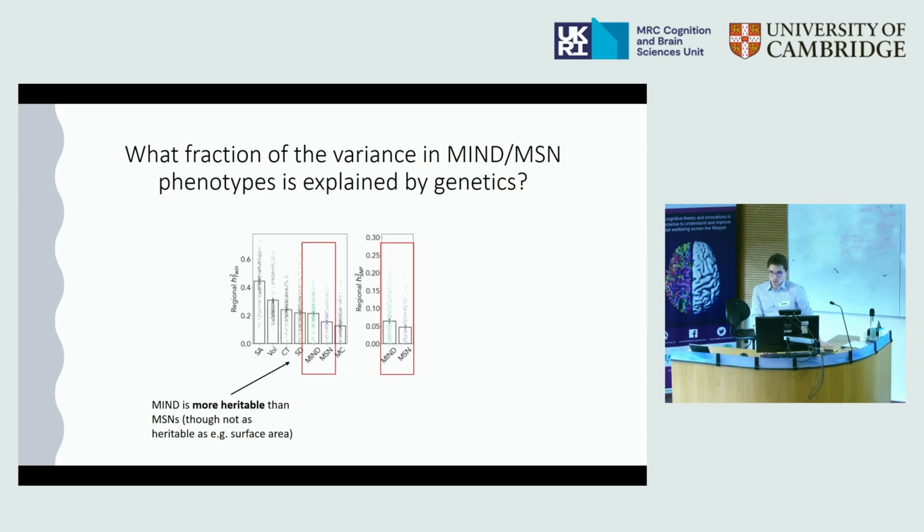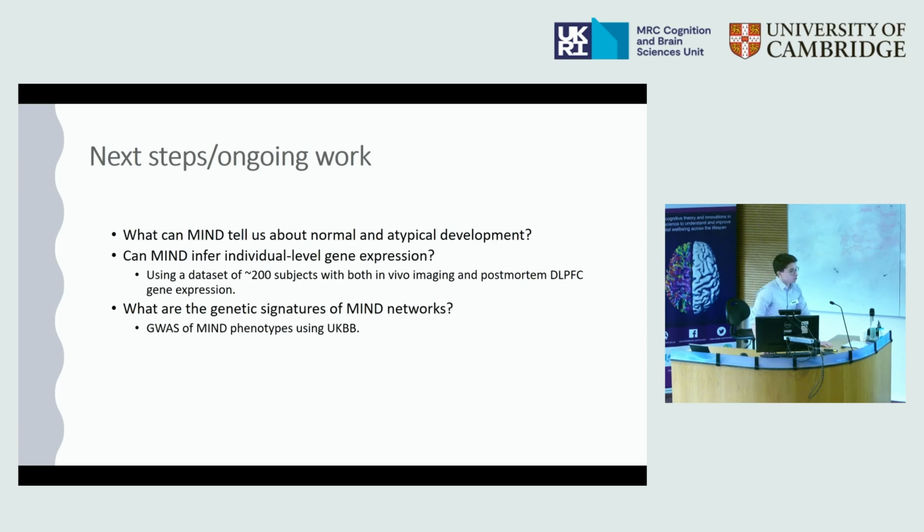In terms of next steps, where we're going, I'm interested in understanding what we can learn about how this structural similarity connectome changes over development, and what it might tell us about normal and atypical development. And then also, spurred on by the gene expression result, I'm interested in looking at whether MIND can tell us anything about individual level gene expression. So I have a data set of about 200 people that has both in vivo imaging and postmortem gene expression in the DLPFC, and so I'm trying to understand whether we can infer something about within individual gene expression using their imaging data.